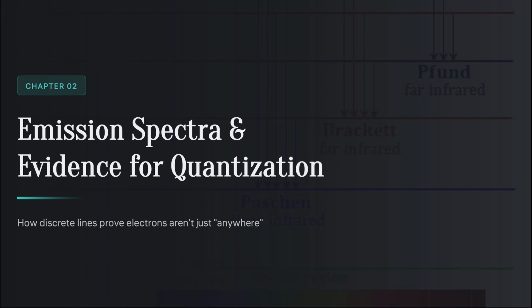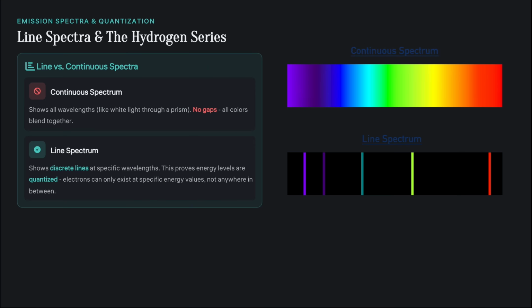Now, let's move on to emission spectra and evidence for quantization. So, as you can see here, there are two spectra that you need to know in the course: continuous spectra and line spectra. So a continuous spectrum shows all wavelengths of visible light with no gaps, whereas a line spectrum consists of discrete sharp lines of specific colors.